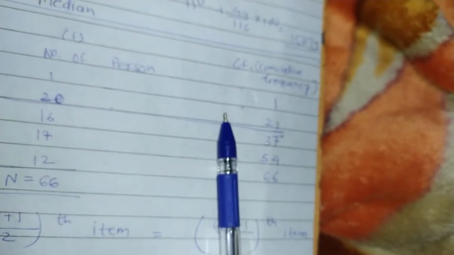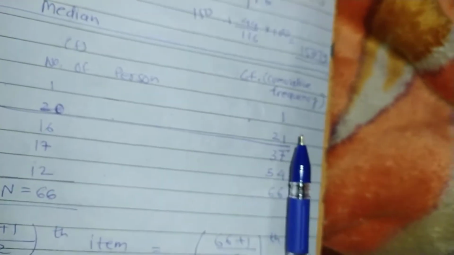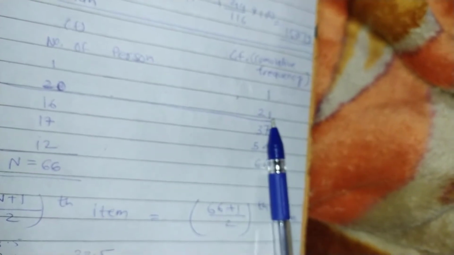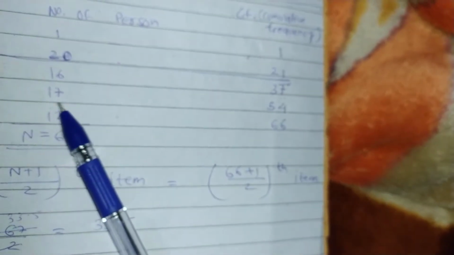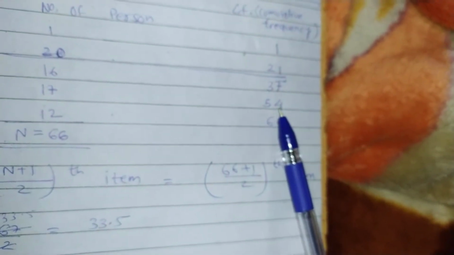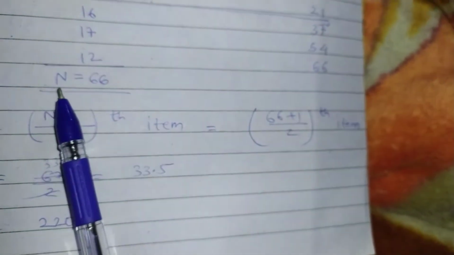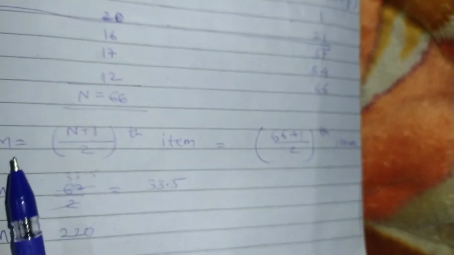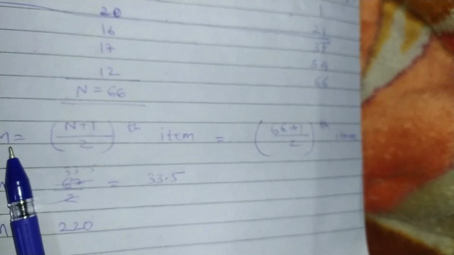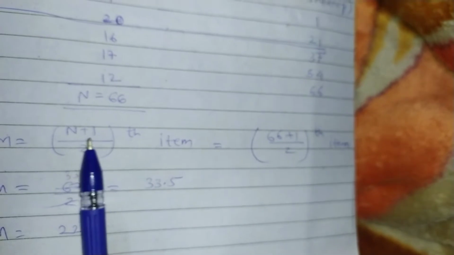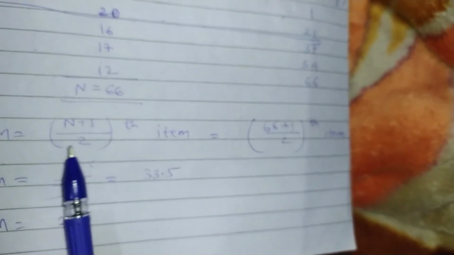We have to find out the cumulative frequency, that is 1 plus 20 is equal to 21, 21 plus 16 is equal to 37, 37 plus 17 is equal to 54, 54 plus 12 is equal to 66. N is equal to 66. Formula of median in discrete series is (n plus 1) divided by 2th item.